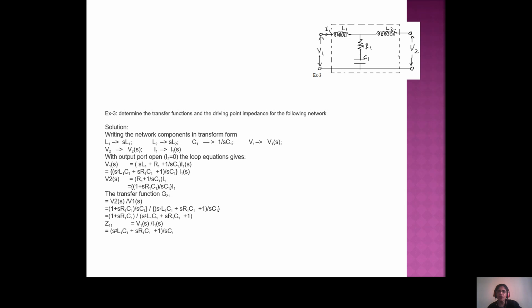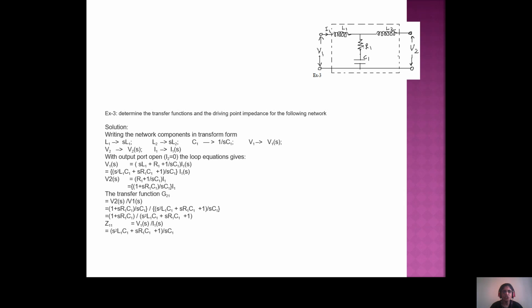Then V1 of S is equal to, these three are in series, S into L1 plus R1 plus 1 by SC1, into I1 of S. So that is equal to S square L1 C1 plus S into R1 C1 plus 1 by S C1, into I1 of S. Now V2 of S, when you find the voltage across this port, there is R1 and C1 in series, so 1 plus S into R1 C1 by S C1 into I1.